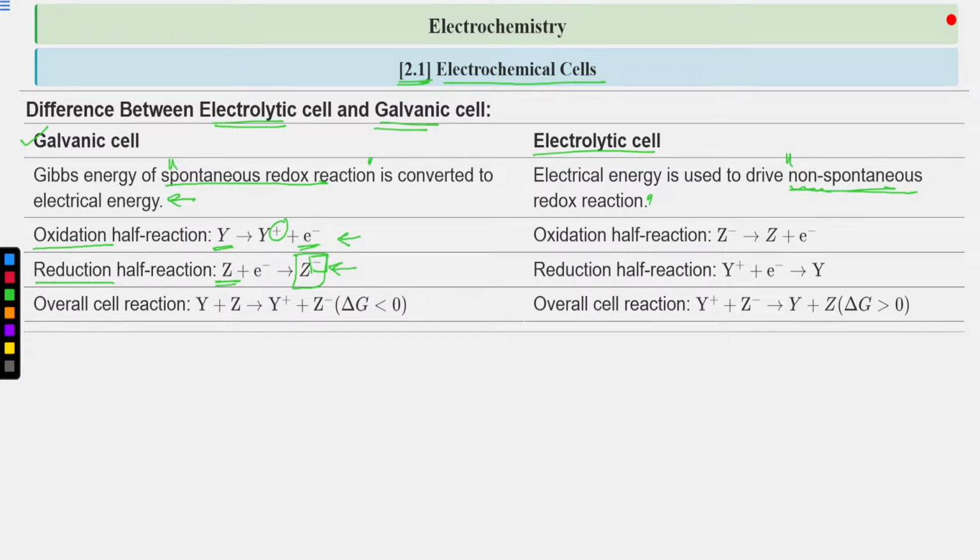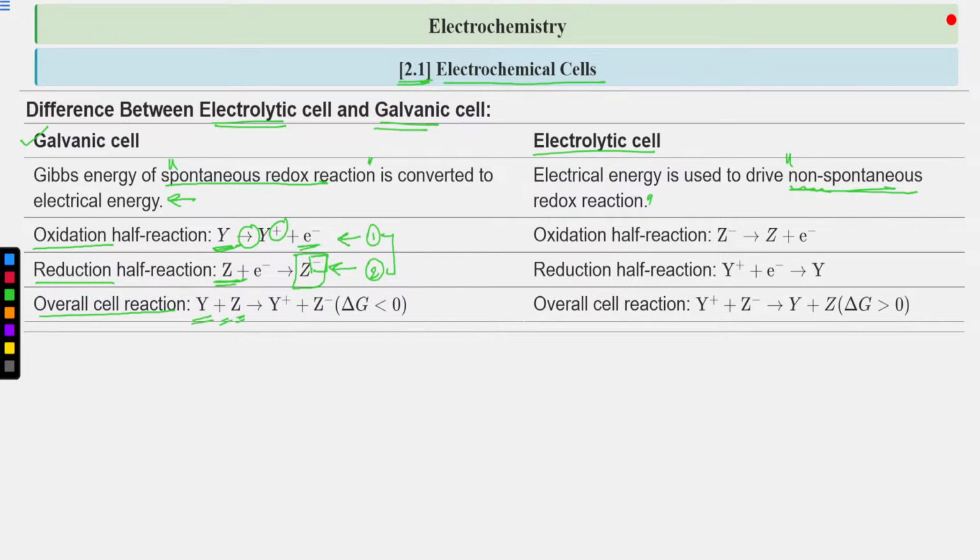Now if you want to write out the overall cell reaction, how can you do it? You have to just add these two reactions. Let's suppose this is first, this is second, just add these. So Y is here, Z is here, so Y plus Z. When you are adding two reactions, their reactant sides will add together and their product sides will add together. That means from the left hand side of the reaction arrow, you will add the first and second reactions' parts, and then at the right hand side, you will add the parts of the first and second equations.